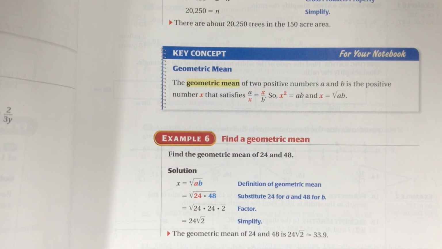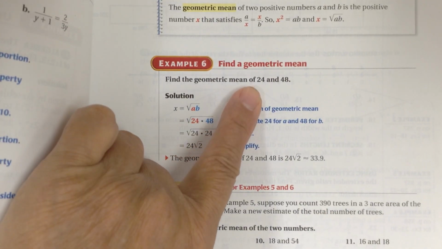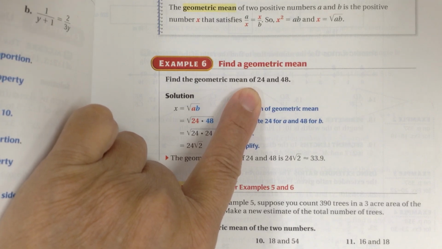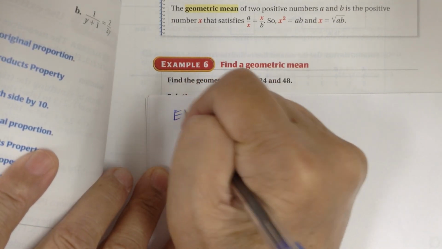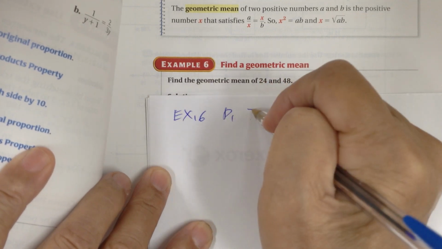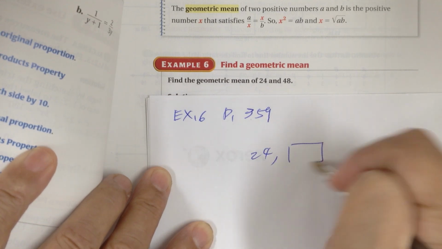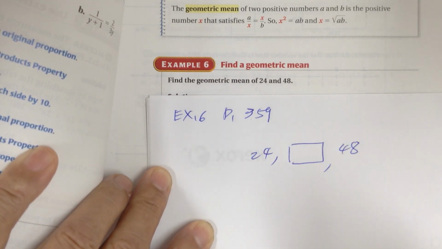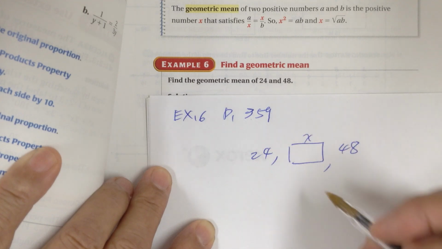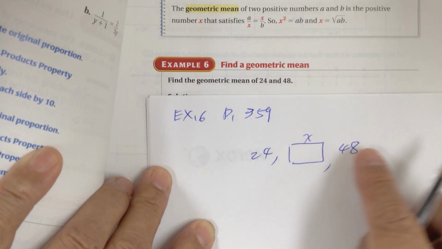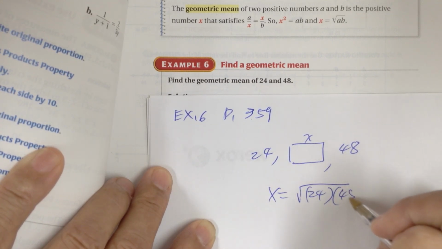Let's go to example 6. You're looking for the geometric mean between 24 and 48. So you have two numbers, 24 and 48, and you're looking for a number in between. You can call this x. To find that, you multiply and take the square root. So x equal to square root of 24 times 48.